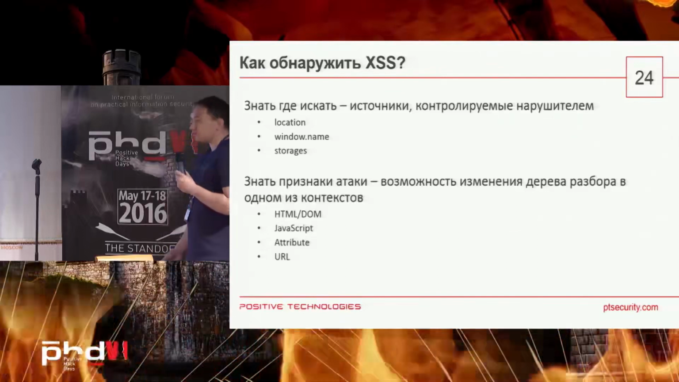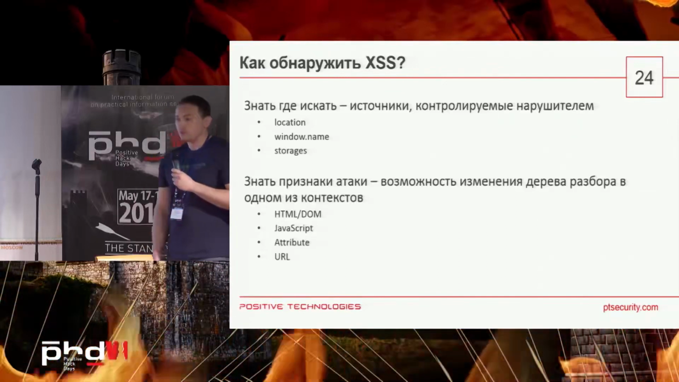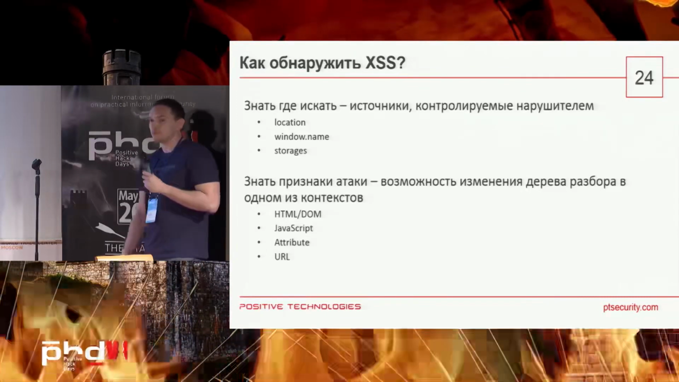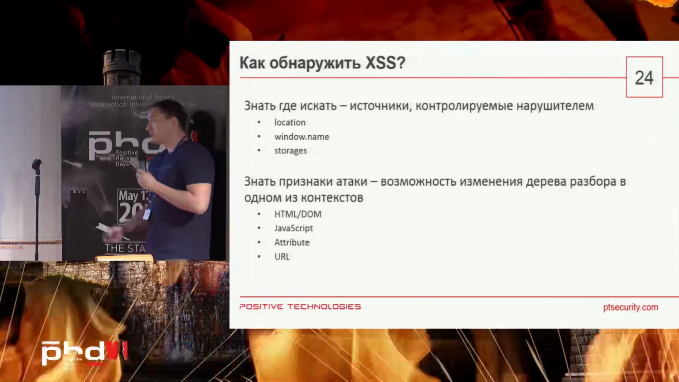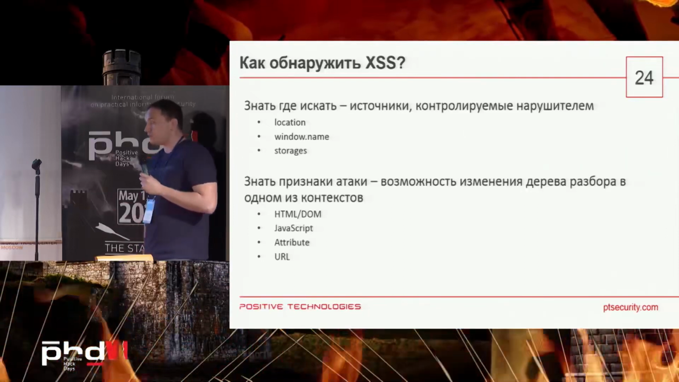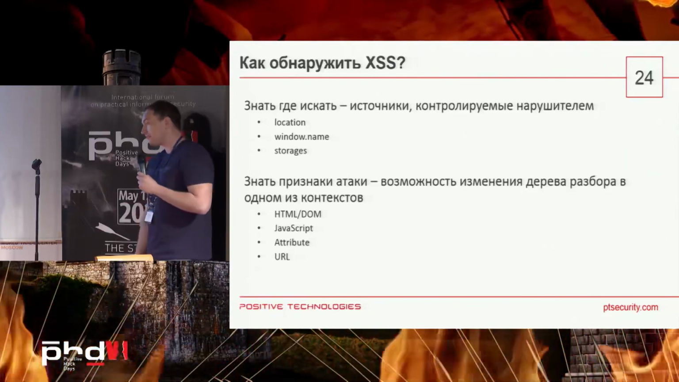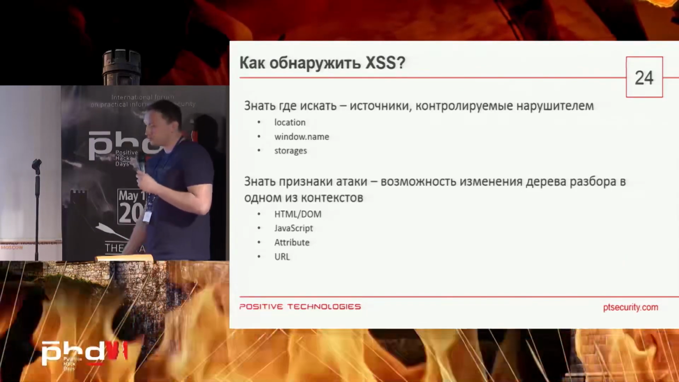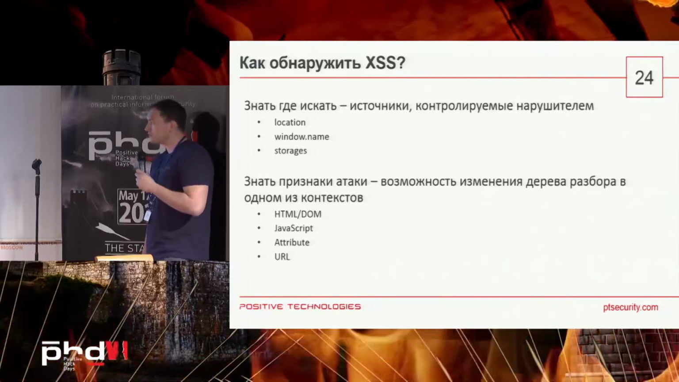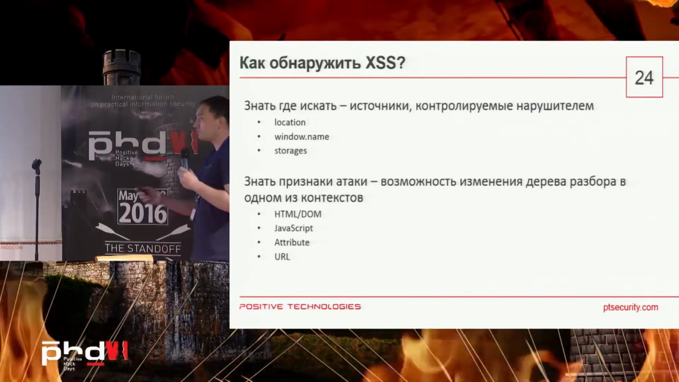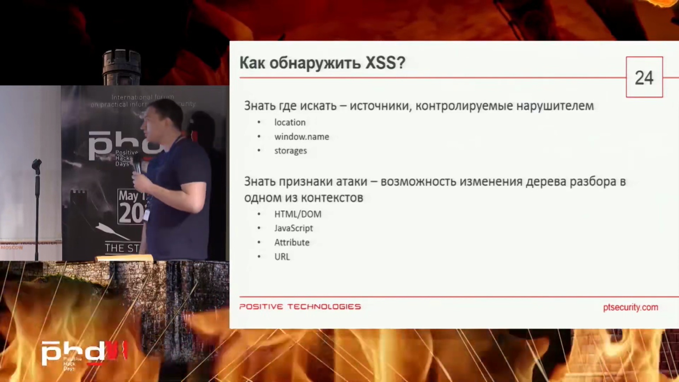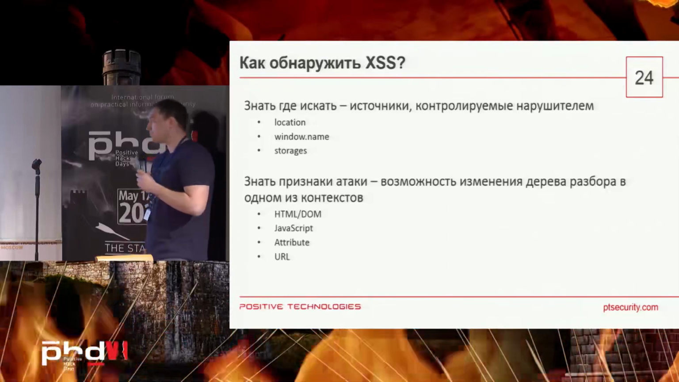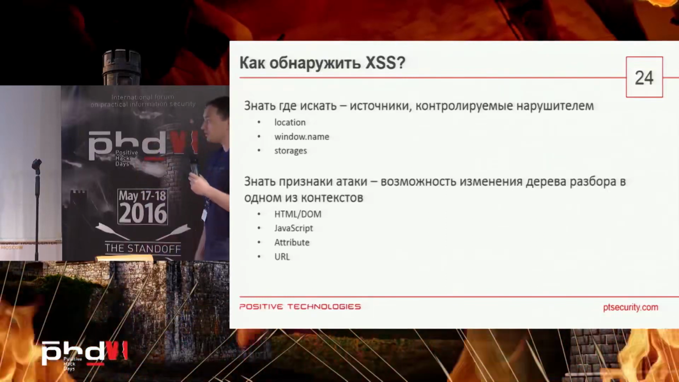Two most important points. We have to know where to search. For this, we need to know how to analyze data that can be controlled by the violator. Some of those data types are presented here, not all of them. If you need the full list, you'll find it in the DOM XSS handbook. They are location, window name, various open storages, global storages, and so forth.